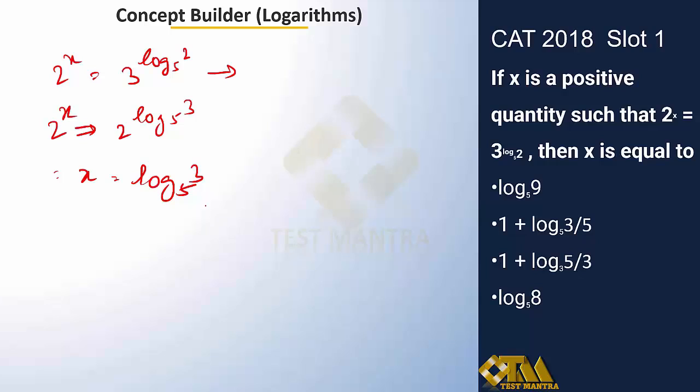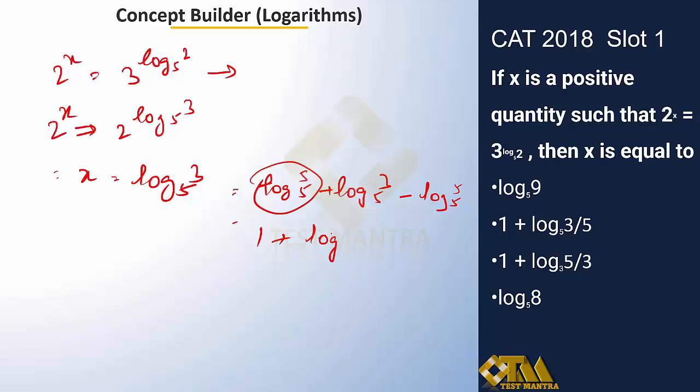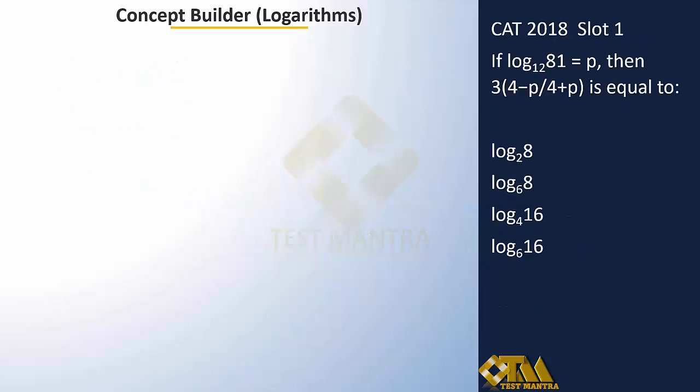So I can also do one thing. I can represent this one as log 5 to the base 5 plus log 3 to the base 5 minus log 5 to the base 5, can be written in this format. Here I can consider this one as 1 plus log 3 by 5 to the base 5. So my answer is supposed to be 1 plus log 3 by 5 to the base 5. So I have to utilize the options to work on this. Right.